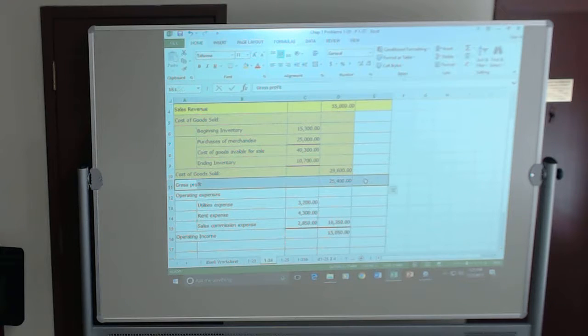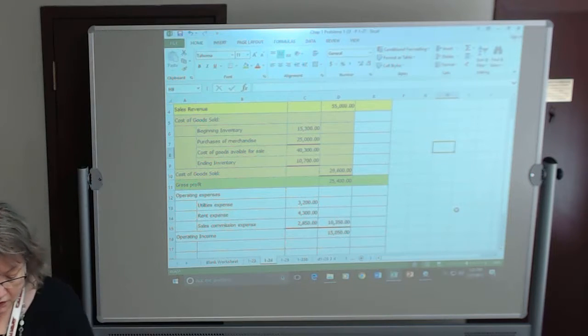So you take your sales revenue minus cost of goods sold, and then gross profit. Even though there's more on this sheet, we just deal with things one at a time, okay? So when you're looking at the list that they give you, you're going, okay, where's the list?